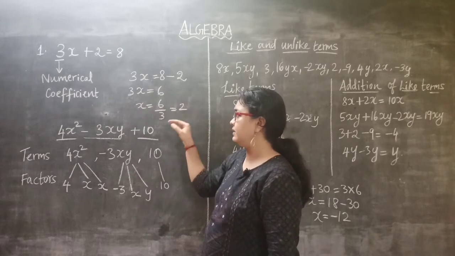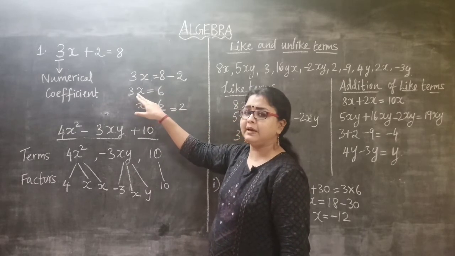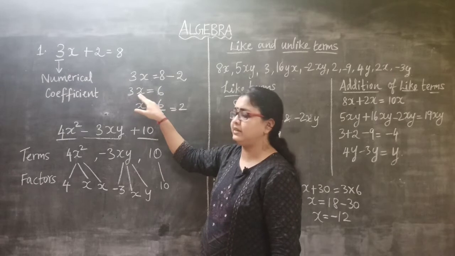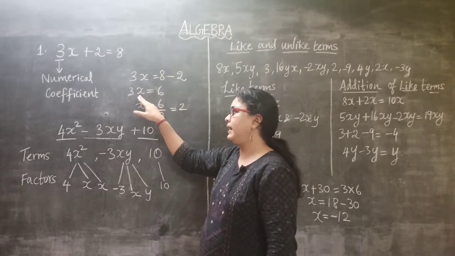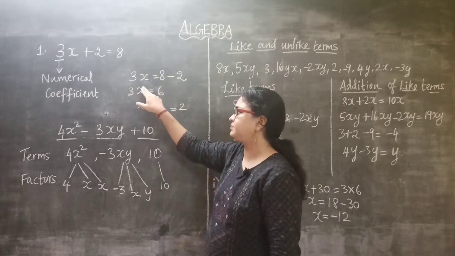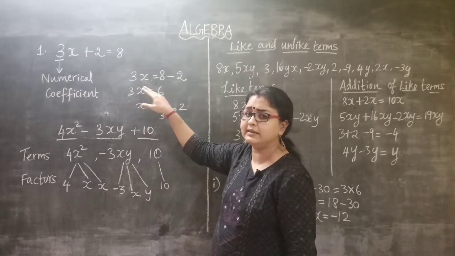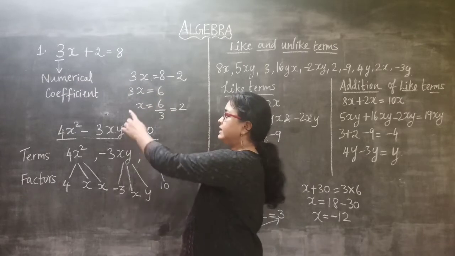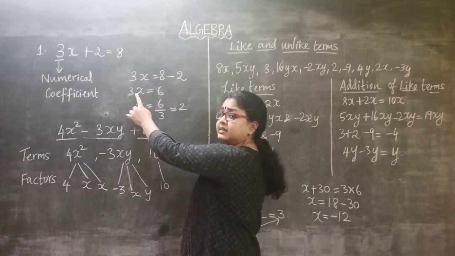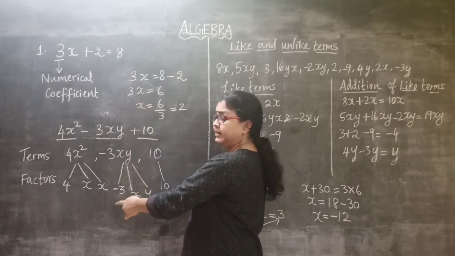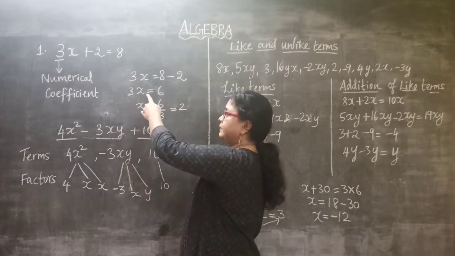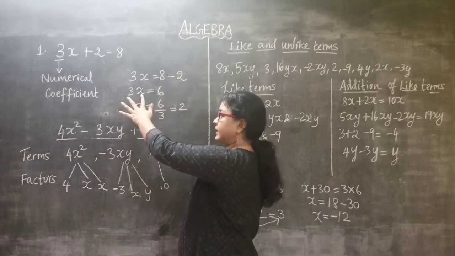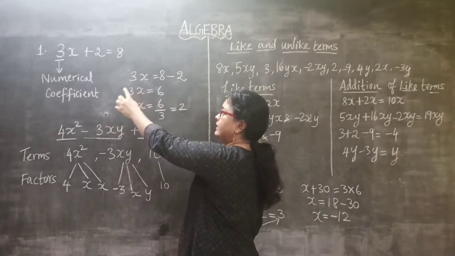Now how to solve this? This is 3 multiplied by x. So what is the meaning of 3x? 3 multiplied by x. This is a term. 3x is called a term. So in this 3x, what are the factors? 3 multiplied by x. 3 and x are the factors of this particular term. This is called a term.